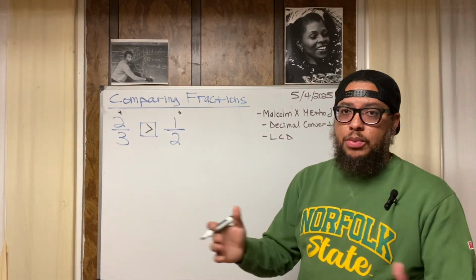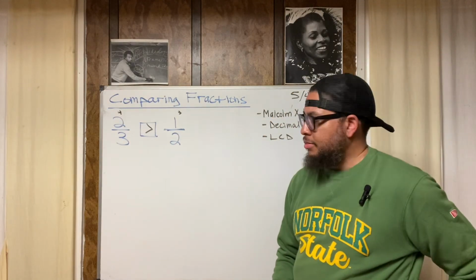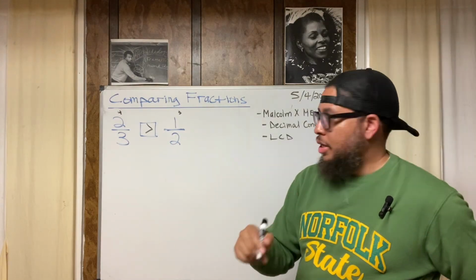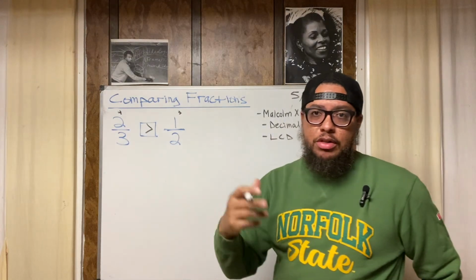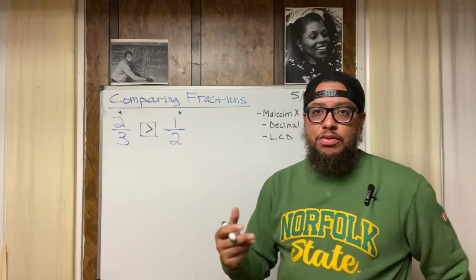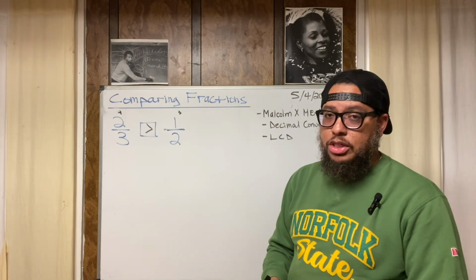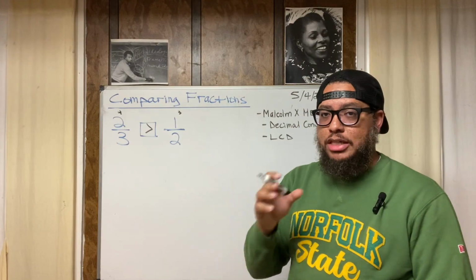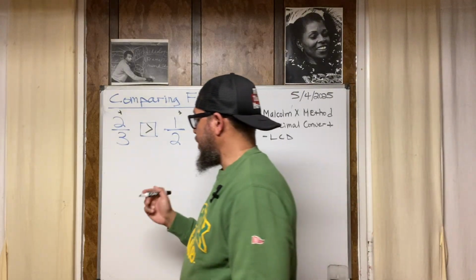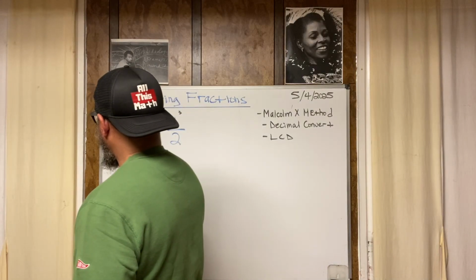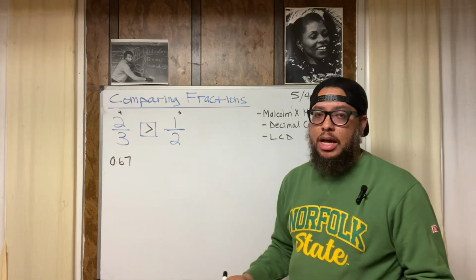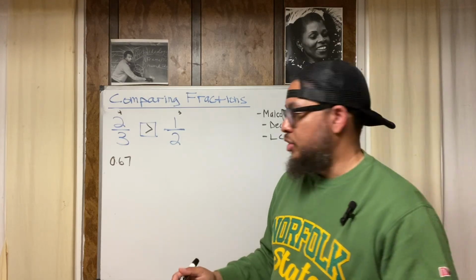Now, another way to do it: decimal conversion. On paper, you can do some division. You can divide 2 by 3 using any of the different methods of division and come up with a decimal. You can divide 1 by 2 the same way. Or you can just have memorized fraction and decimal equivalents. Like you could just know that 2/3 is approximately 0.67. And 1/2, think about half of a dollar. Half of a dollar is 50 cents. 1/2 is 0.5.